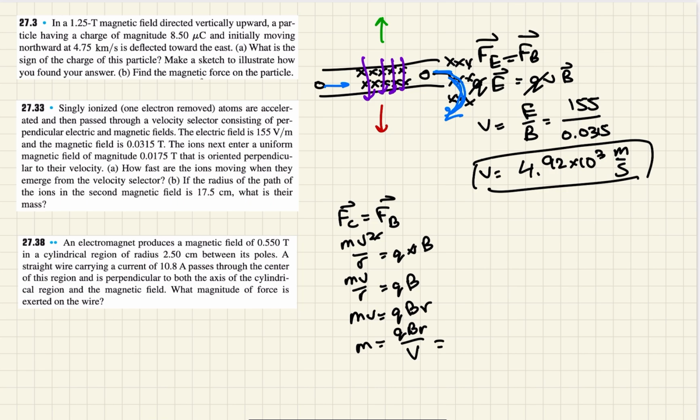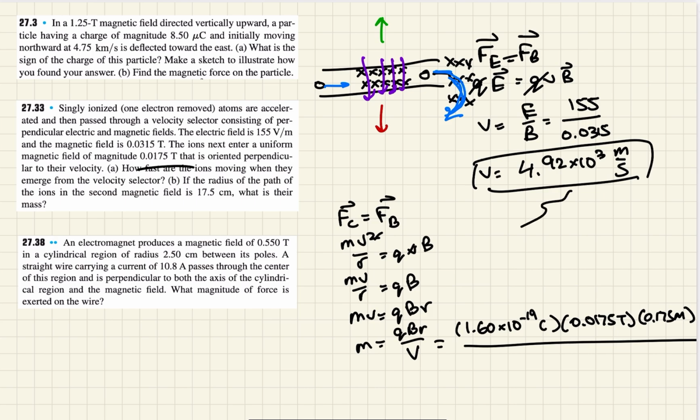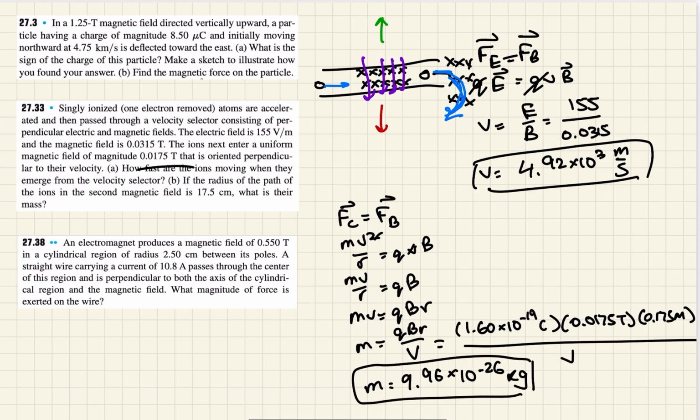Charge is just the value of one electron, which is 1.60 times 10 to the power of negative 19 coulombs. B is 0.0175 Teslas. That's what it tells us. It's this new magnetic field. Radius is 17.5, so 0.175 meters, over velocity, which we calculated to be this. I don't want to write it again. So it's just that velocity. And so you plug it in, you're going to get 9.96 times 10 to the power of negative 6 kilograms. Which is magnitudes of order heavier than protons and electrons.